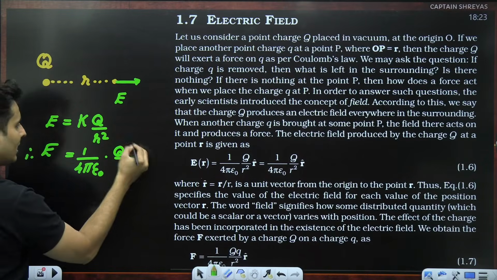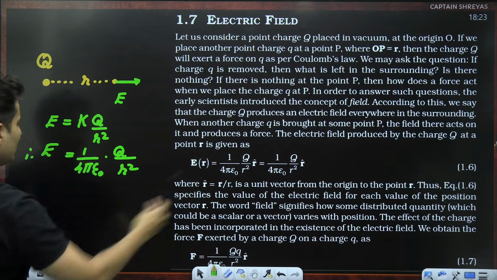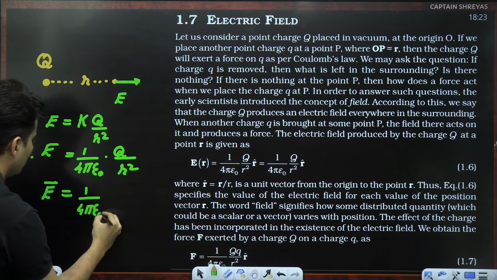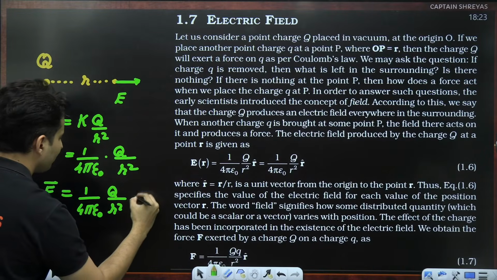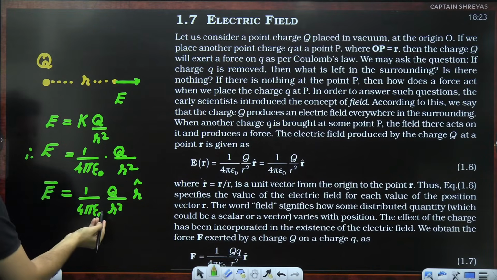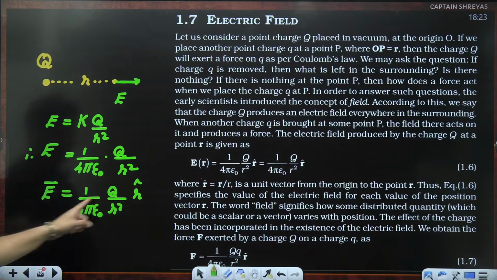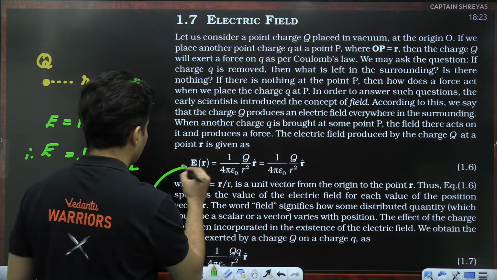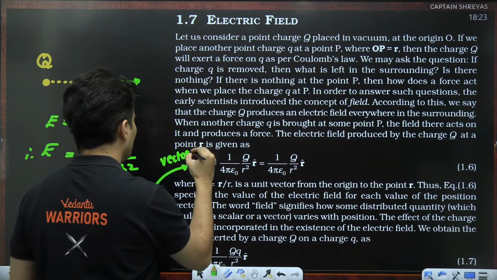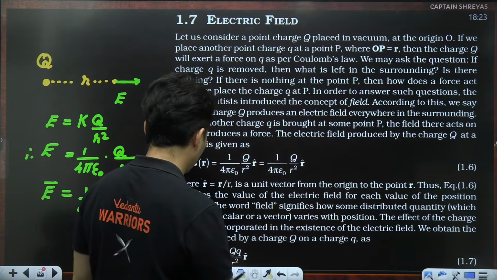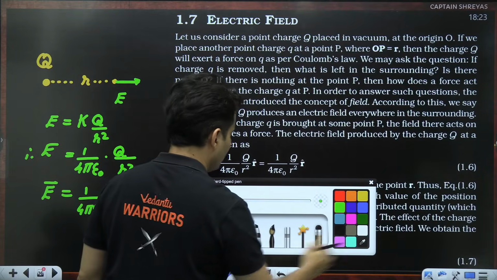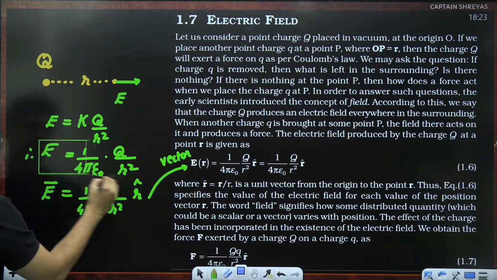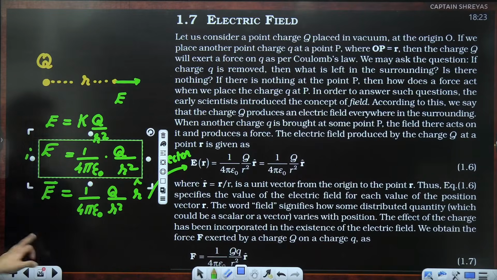Notice how the second charge is not present at all. They have also mentioned this in vector form. In vector form, it will be 1 by 4 pi epsilon naught q by r square r cap. This is the magnitude, this is the unit vector. Usually, what we'll be needing is the scalar form, which is exactly what I have put over here. This is what we'll be needing most of the time.